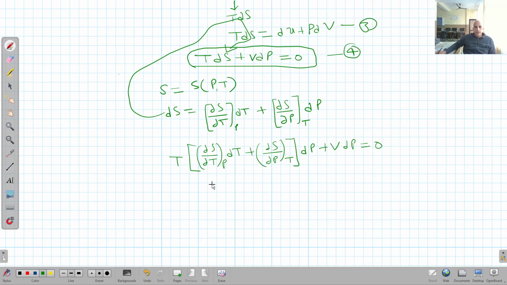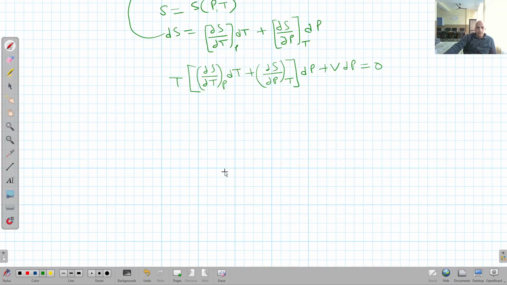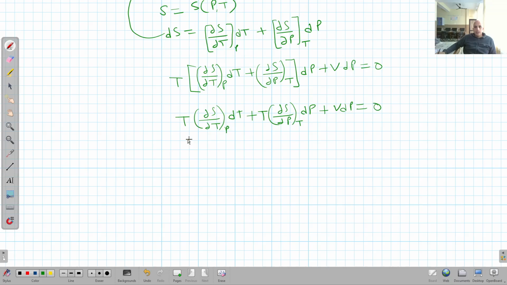So now I can expand this bracket and multiply T inside it, so it will become T (∂S/∂T) at constant P dT, plus T (∂S/∂P) at constant T dP, plus B dP is equal to 0. I multiplied T inside the bracket, so I got this equation now.